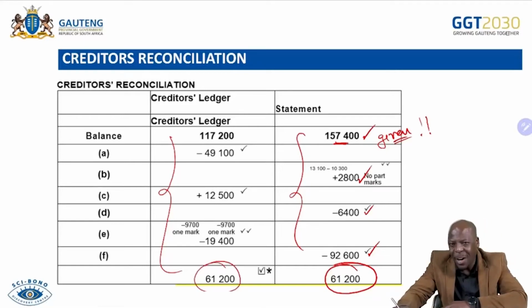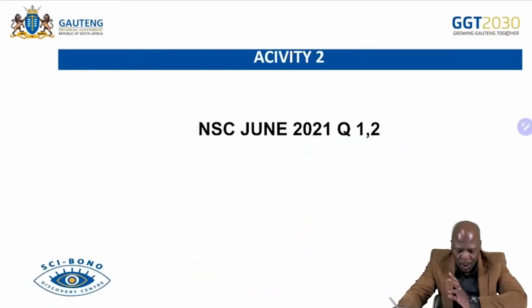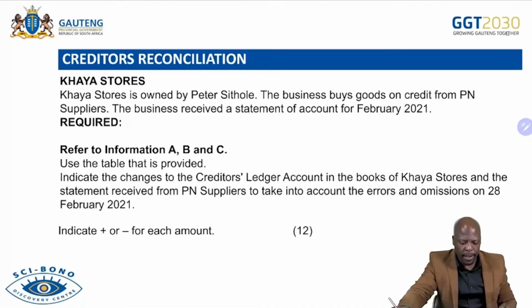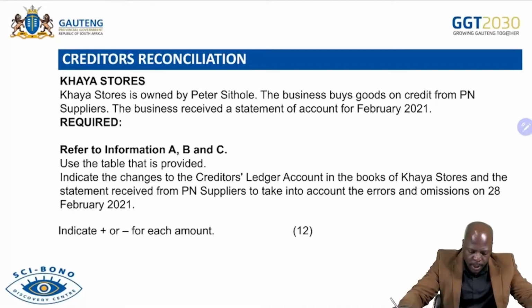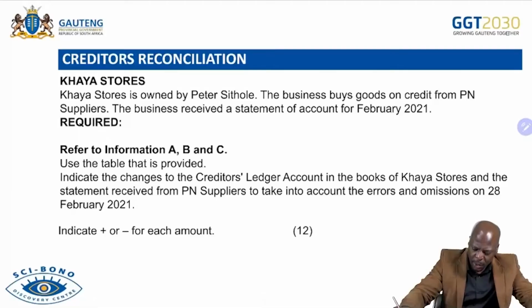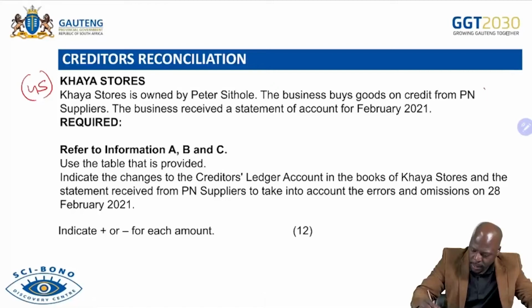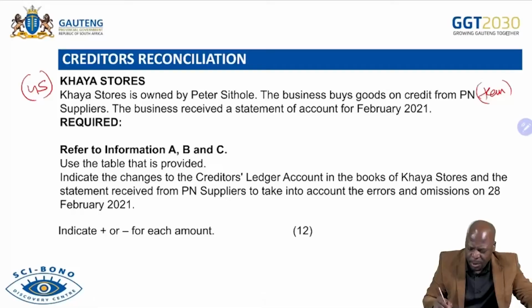Okay, I now know that you guys are following. Now, this is what I want us to do. I want us to go to the NSC June 2021. I'm going to do question 1.2. All right. It says now, Kaya Stores is owned by Peter Stolle. The business buys goods on credit from PN. So, Kaya Stores, already you know, this is who? Us. And then PN, this is them. And then it says the business received a statement of account for February 2021.